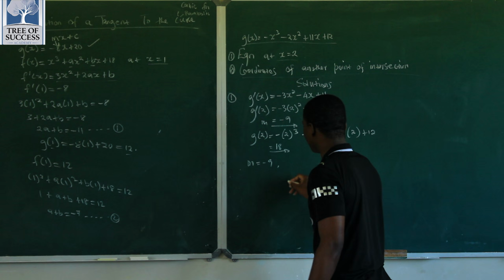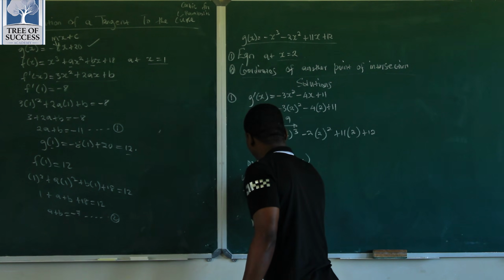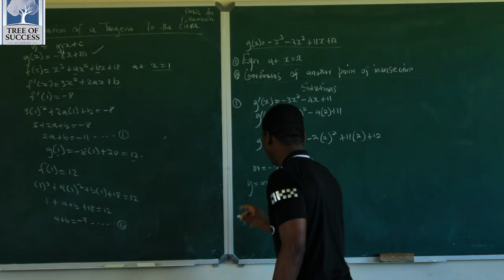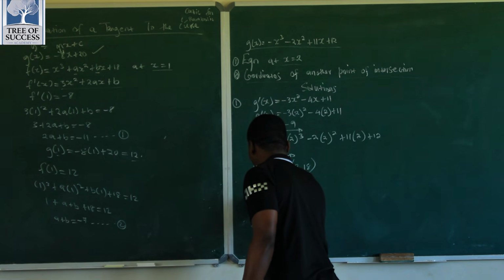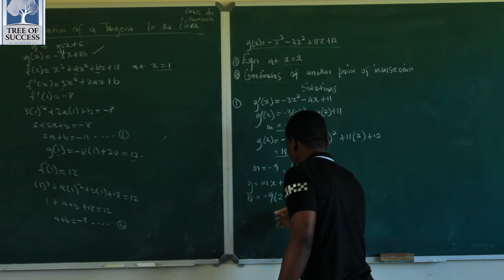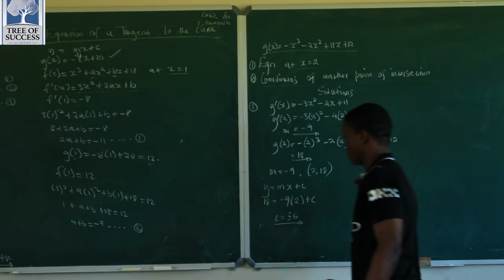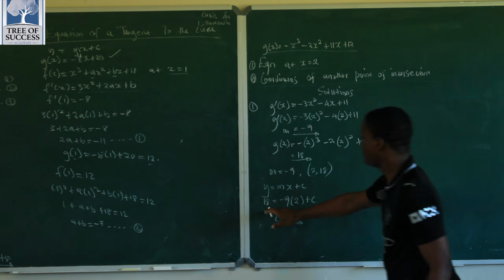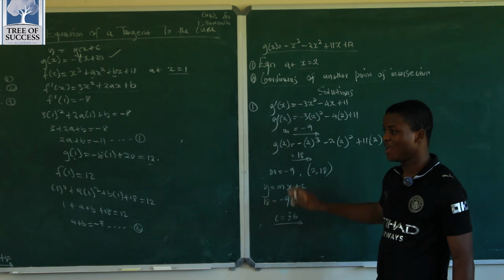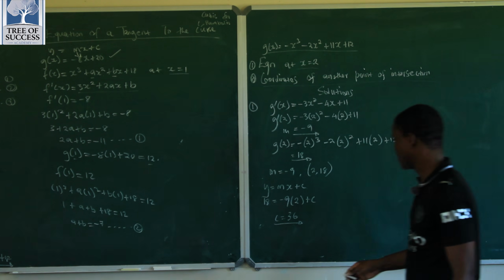So now we've got the gradient negative 9. We've got the point of tangency with coordinates 2 and 18. Now we can use the equation y equals to mx plus c, right? What is the value of y? It's 18. The value of m is negative 9, x is 2. This is 18, negative 9 times 2 is negative 18. Then we take it to the other side and add, so c equals to positive 36.